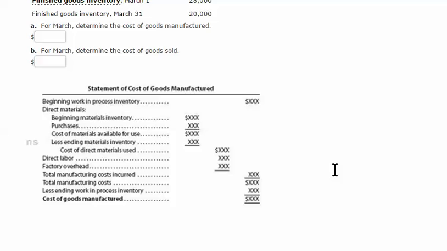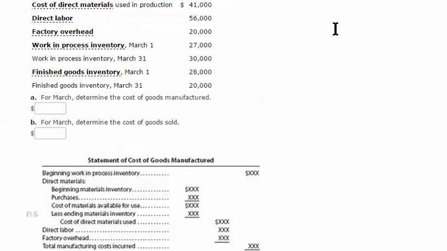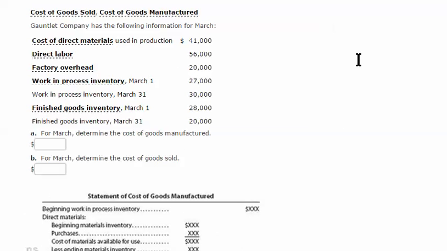So I'm going to go ahead and write this information in from the information given. And of course, when you do this problem, the numbers will be different, but the methodology will be the same. So the first thing I'm going to do is add my beginning work in process inventory. And the beginning work in process inventory is $27,000, so I'd put 27,000 here.